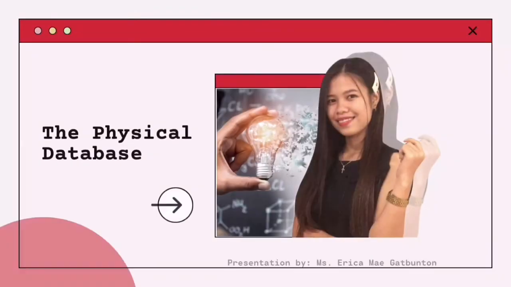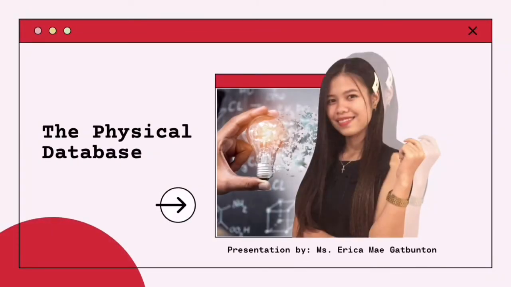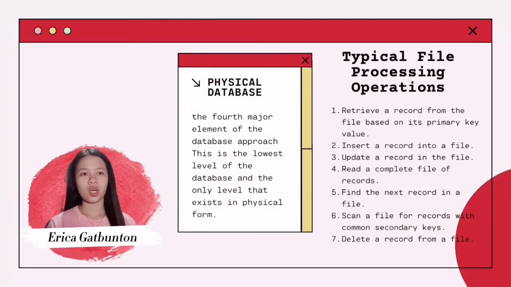I am Erica Maygat Punton, and I am going to discuss the fourth major element of the database approach, which is the physical database. So this is the lowest level of the database and the only level that exists in physical form. The physical database consists of magnetic spots on metallic coated disks. The other levels of the database are abstract representations of the physical level.